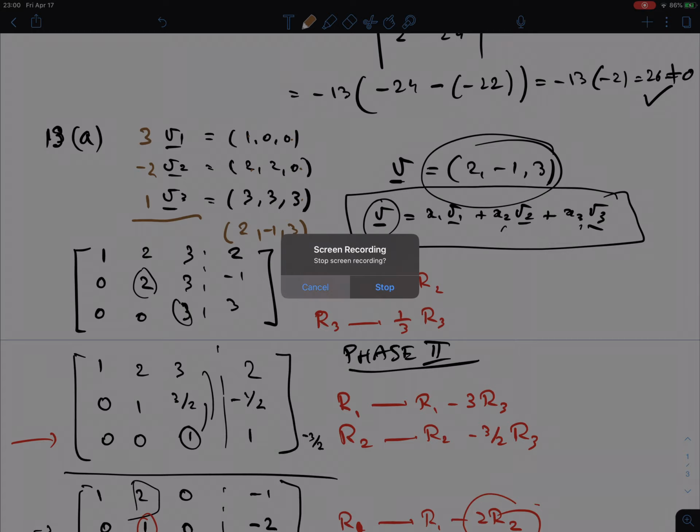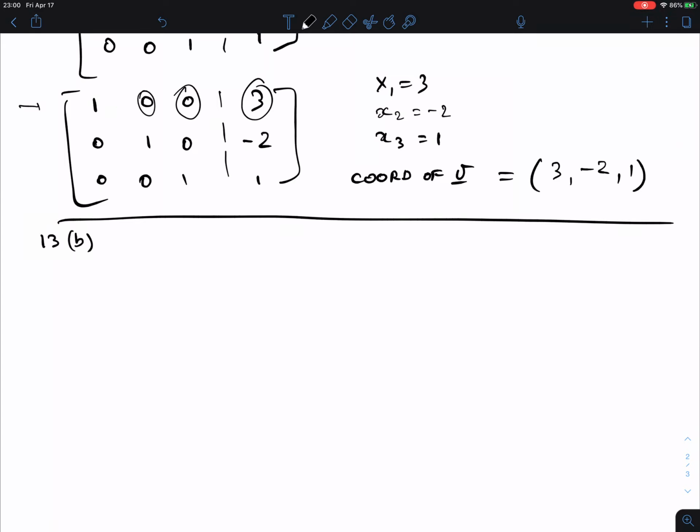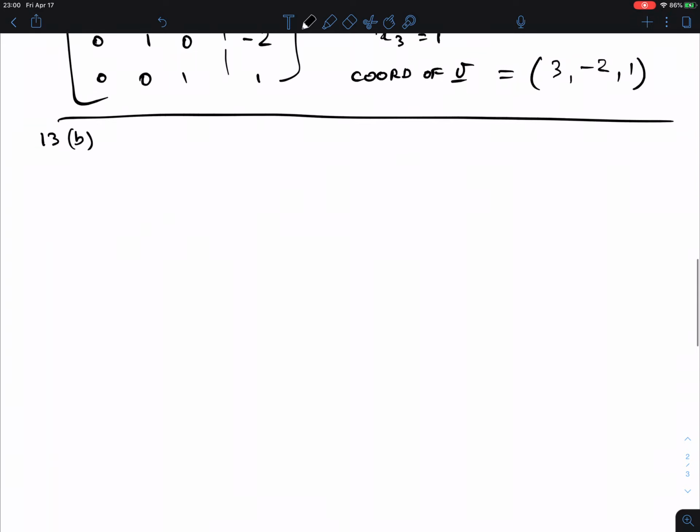Now 13b is kind of similar, and so I'm going to go rather quickly on this one. In 13b we have a different set of vectors, and I'm going to write them down already. The 3 vectors v1, v2, and v3 are now 1, 2, 3.